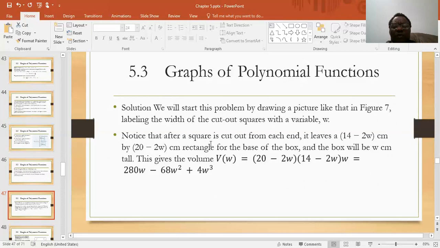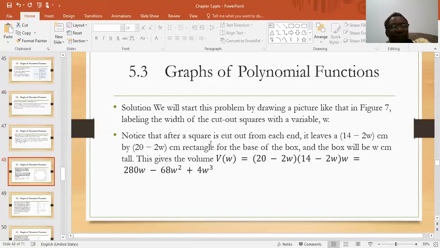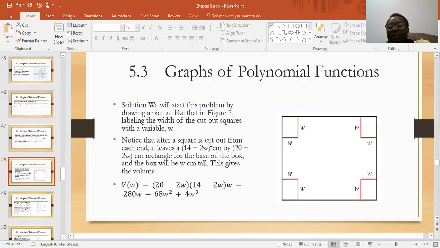So this will give us the polynomial 280w minus 68w squared plus 4w cubed. This is the graph representing the box. So having this, we want to maximize the volume and determine the w where the volume will be maximized.